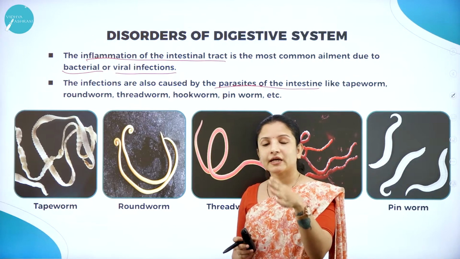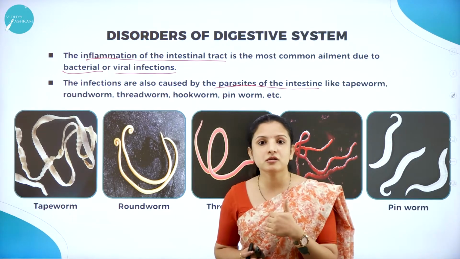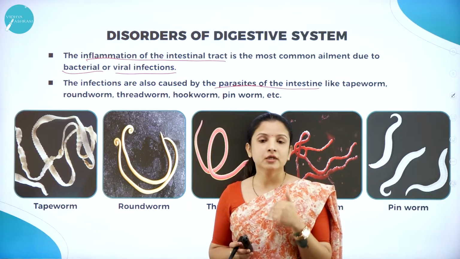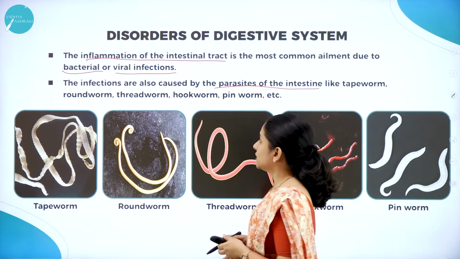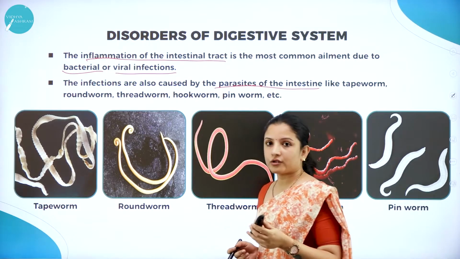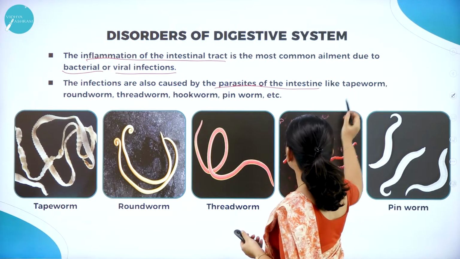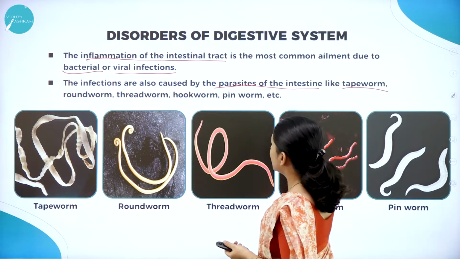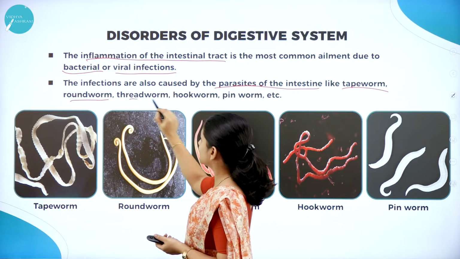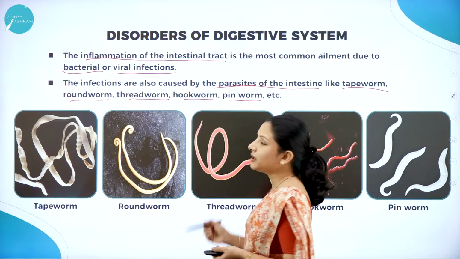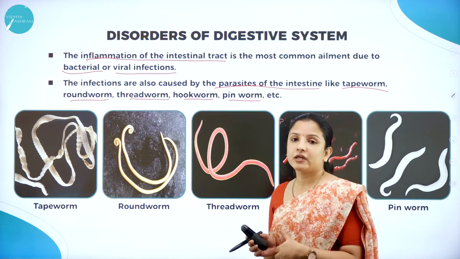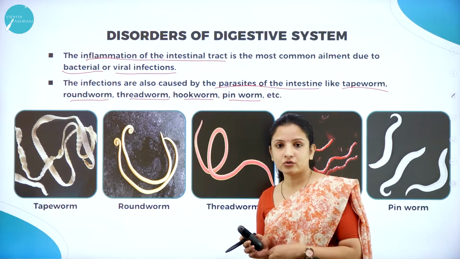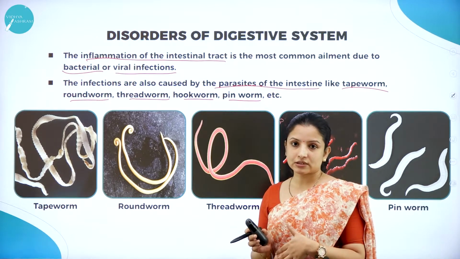And also sometimes these parasites enter into our body through uncooked food. So that is why we need to be very careful while having food. So the infections are also caused by parasites of the intestine, such as the tapeworm. Then we have the roundworm, the threadworm, hookworm, pinworm, etc. So these are the different types of parasites that live in the small intestine, feeding on the nutrients that are there in the small intestine.